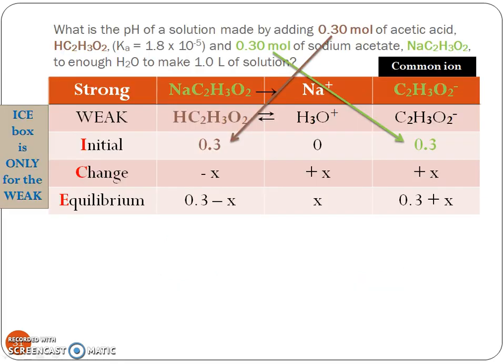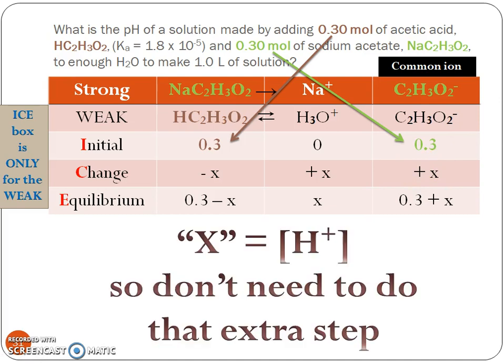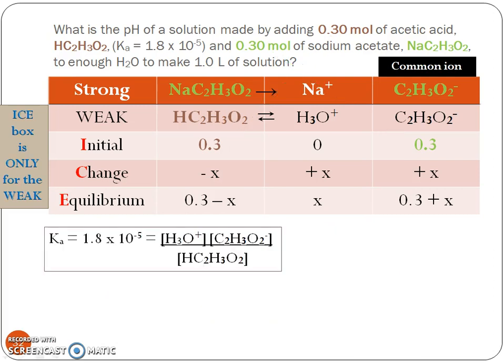So hopefully you got this. You got your strong guy, you got your weak guy, your icebox is only for the weak reaction, and you got your common ion here. So can you fill in the moles? And in this case, since it's per 1 liter, like I said before, it is molarity. Now we have our X's. So our X though, oh, here it is. Our X equals our H plus. That's really nice. So we don't need to do that extra step. So can you pause? Can you plug and chug and find the X value and then solve for pH?